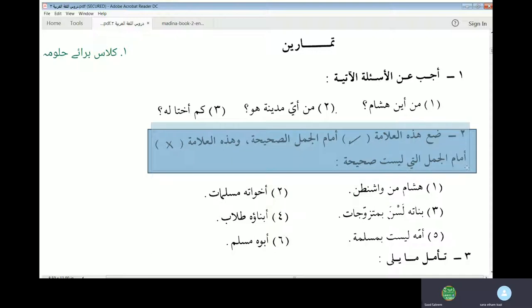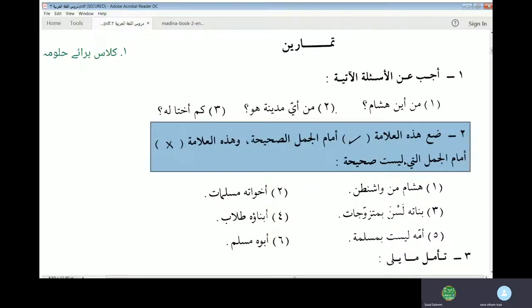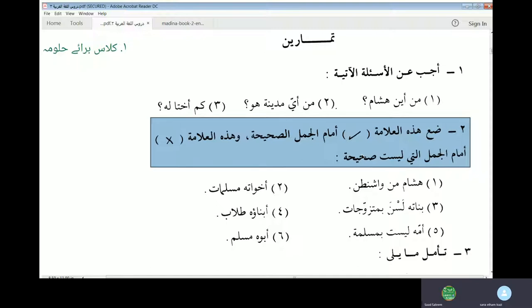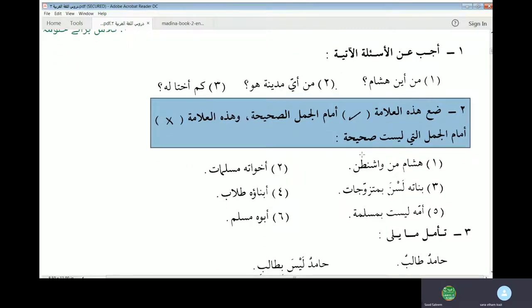Daa hadhihi alamata sahi amam al jumla sahihata. وهذه العلامة حتى لا أمام الجمل التي ليست صحيحة. Put the tick mark before the correct sentence and the wrong sign before the sentence which is not correct.